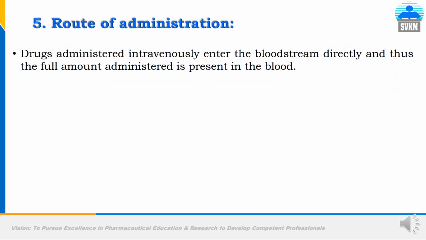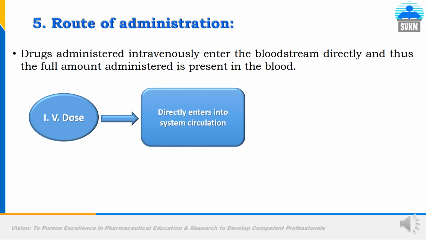Fifth factor is route of administration. There are a number of routes by means of which you can administer your drug and it will go into the systemic circulation. Basically here two routes of administration we are going to discuss. One is intravenous route of administration and second is extravascular route of administration. When you administer a drug via intravenous route, it enters into the bloodstream directly, and thus the full amount of administered drug is fully present in the bloodstream. So it requires less dose as compared to the other route of administration.